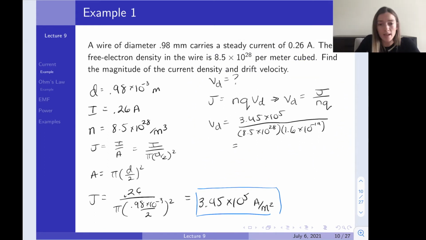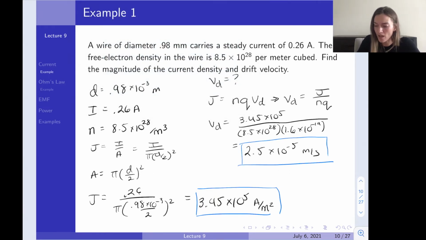So this comes out to 2.5 times 10 to the negative 5 meters per second. So that's about what we would expect. We would expect a pretty slow drift velocity on the order of 10 to the negative 4, 10 to the negative 5, something like that.